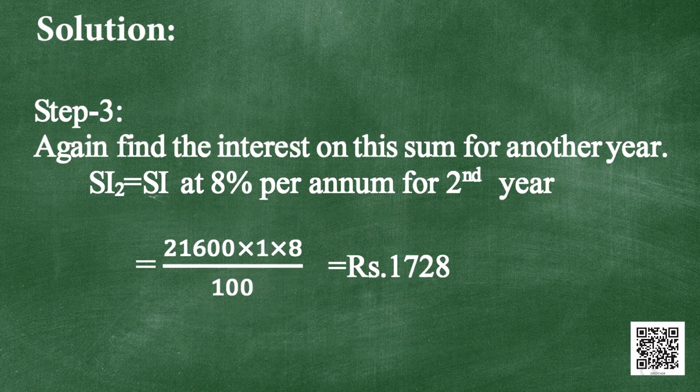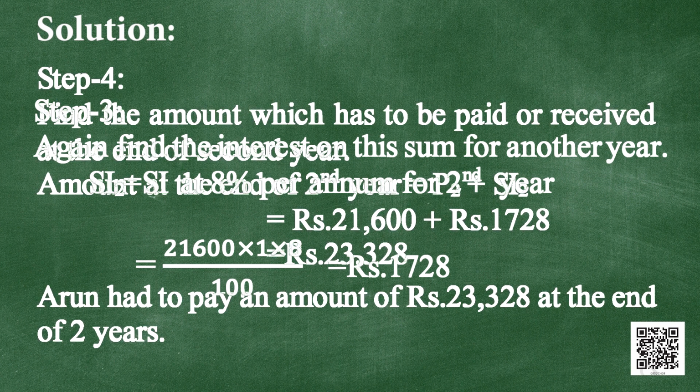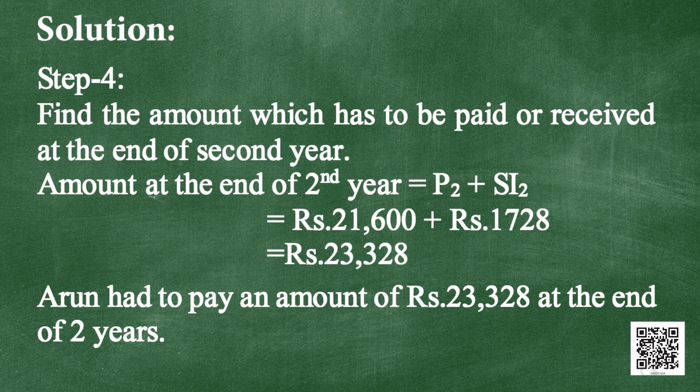In step 3, again find the interest on this sum for another year. So SI2 is equal to simple interest at 8% per annum for the second year. Make a note, our principal now is rupees 21,600 multiplied by the time, which is again 1 year, multiplied by the rate of interest, which remained the same, that is 8%, divided by 100. So that is equal to rupees 1,728.